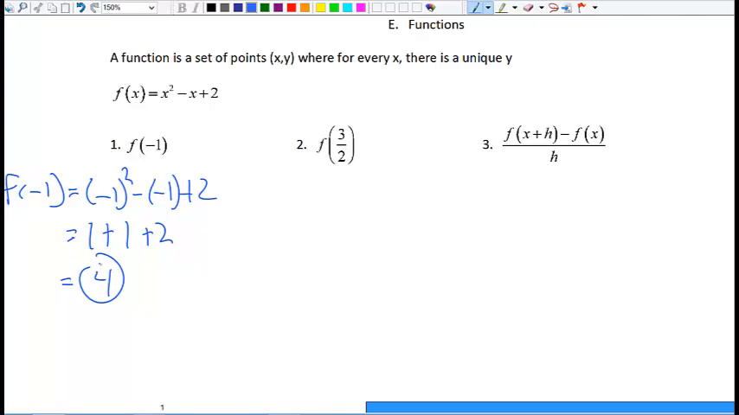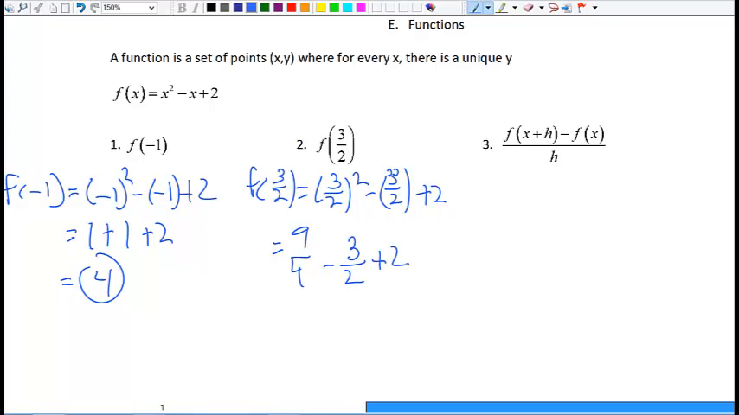Okay. We'll do it with fractions. Fractions come up a lot in calculus, so we've got to feel very comfortable with this. So 3/2 squared minus 3/2 plus 2. And that would be 9. See, 3/2 squared is 9/4 minus 3/2 plus 2.